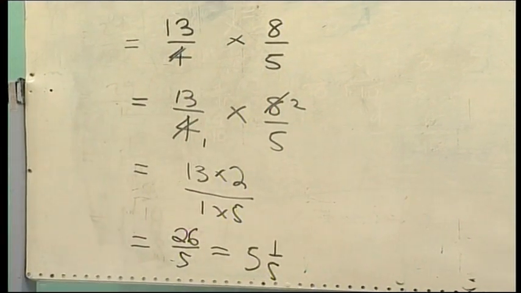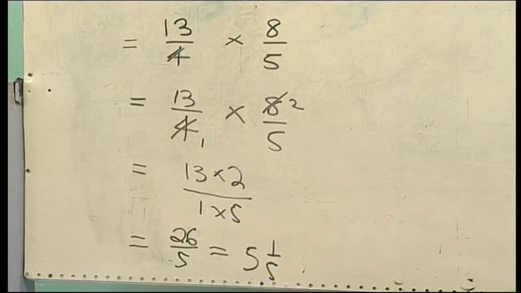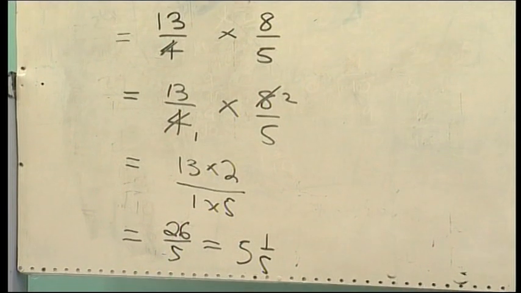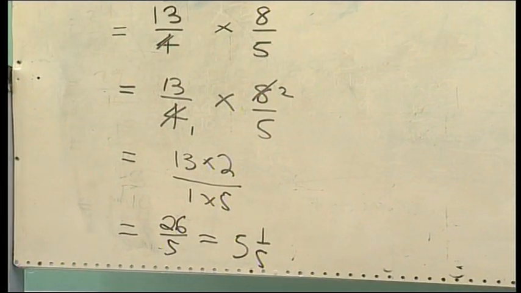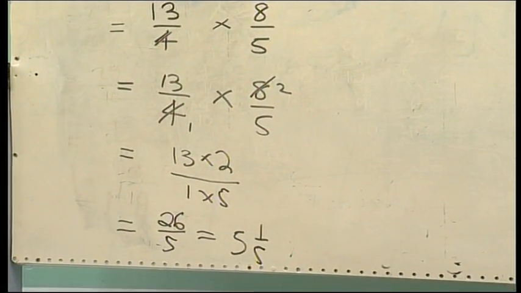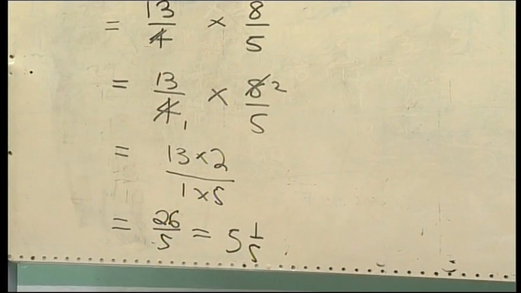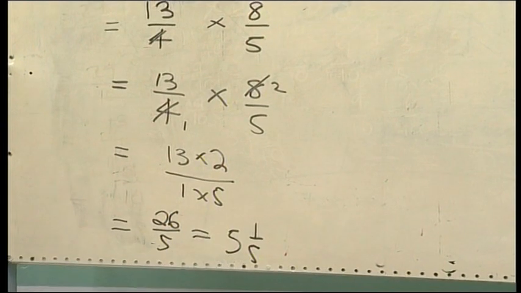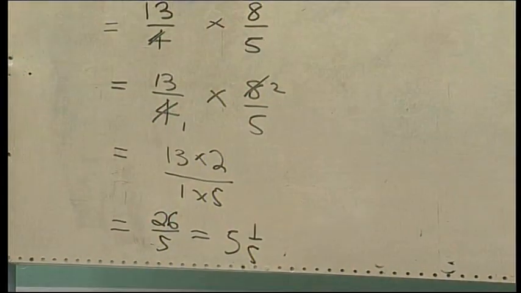All right, good. So your answer for that worked example should be 5 whole and 1/5. All right, following the steps. If you follow the steps carefully, then you would have got your answer as 5 whole and 1/5. All right, cool.